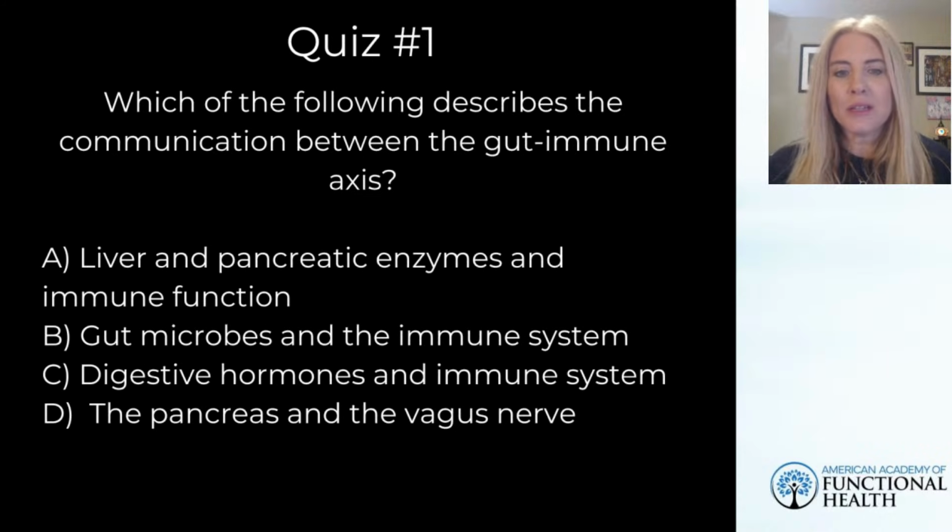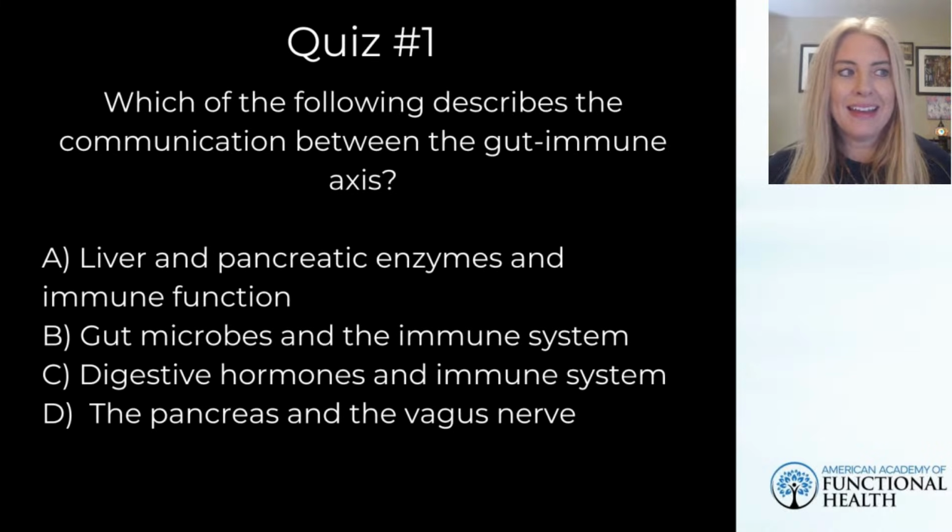Which of the following describes the communication between the gut-immune axis? Is it A, the liver and pancreatic enzymes and immune function? Is it B, gut microbiomes in the immune system? Is it C, digestive hormones in the immune system? Or D, the pancreas and the vagus nerve?